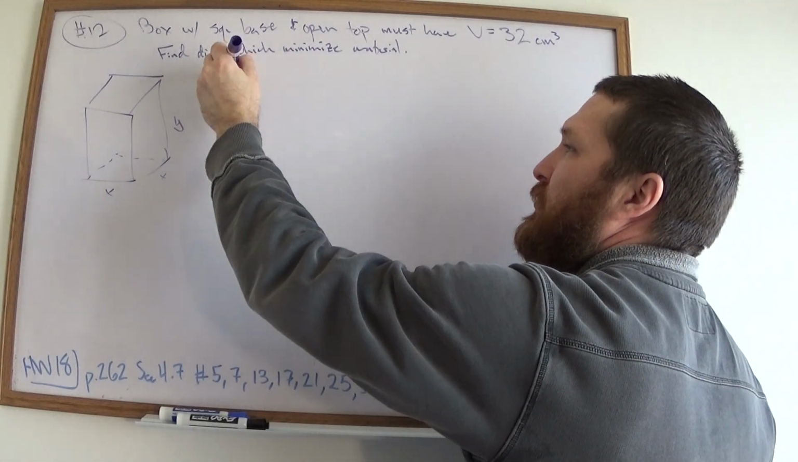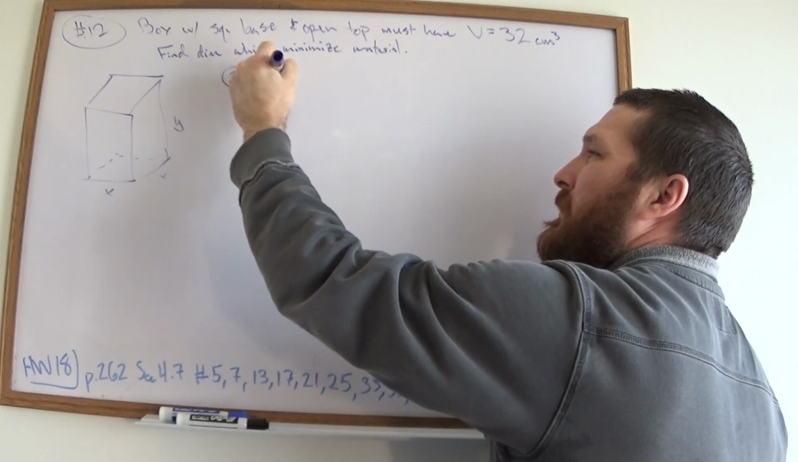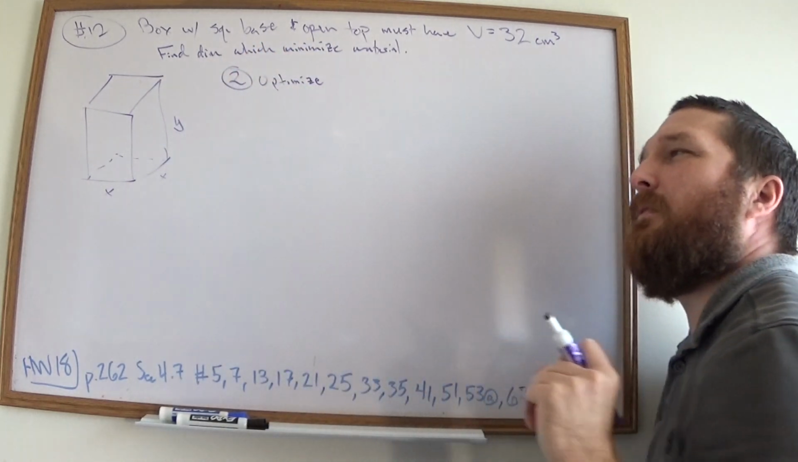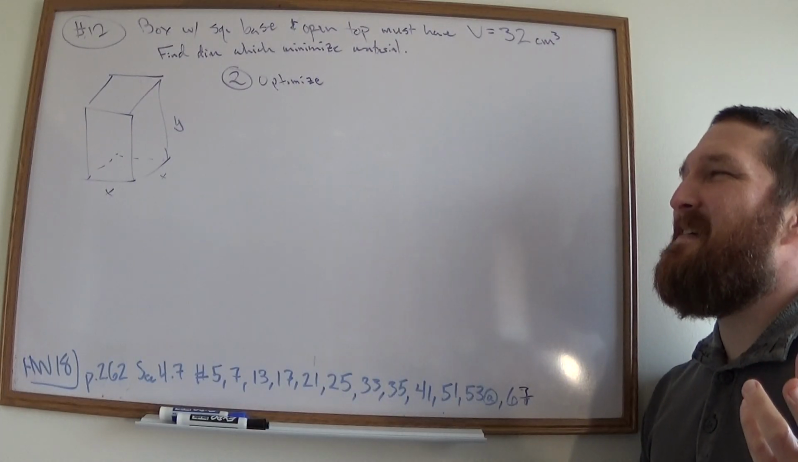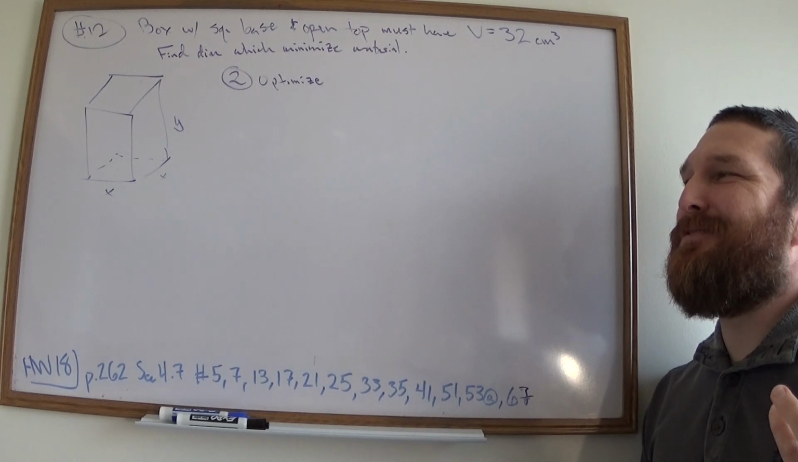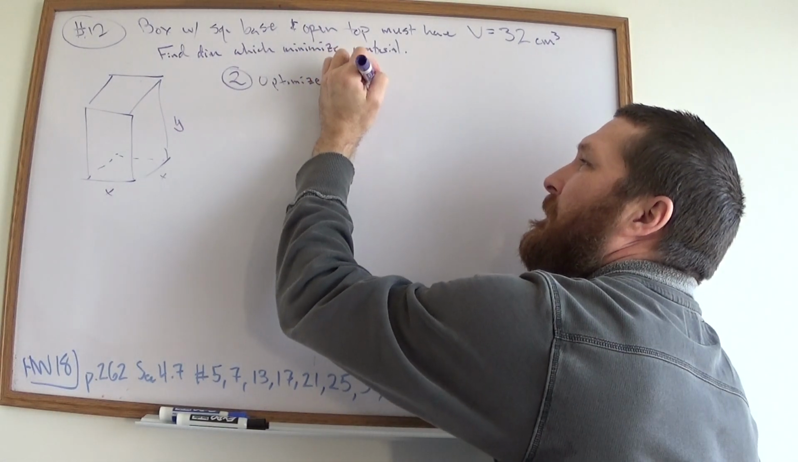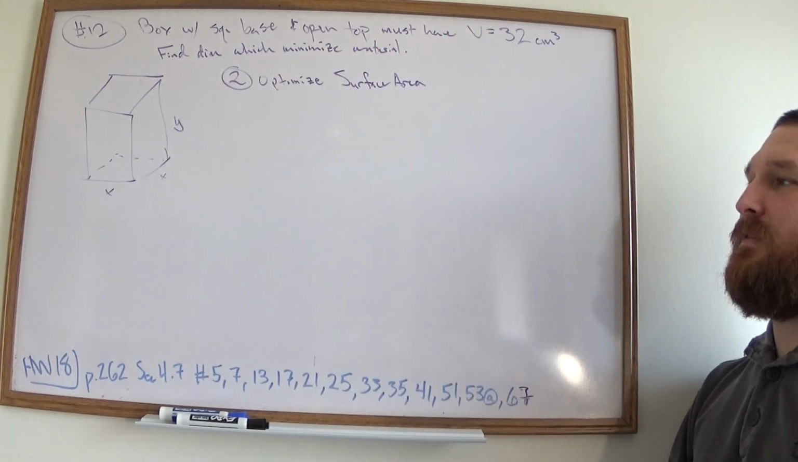So step 2: identify the quantity to be optimized. What is the quantity that we want to optimize? Material, which is like the perimeter kind of. We have a name for it when it's two-dimensional: area. Surface area. Yeah, that's what we want to do.